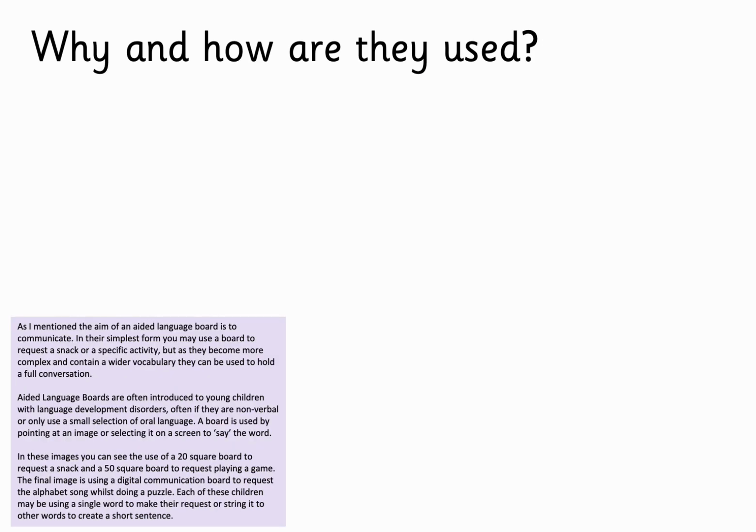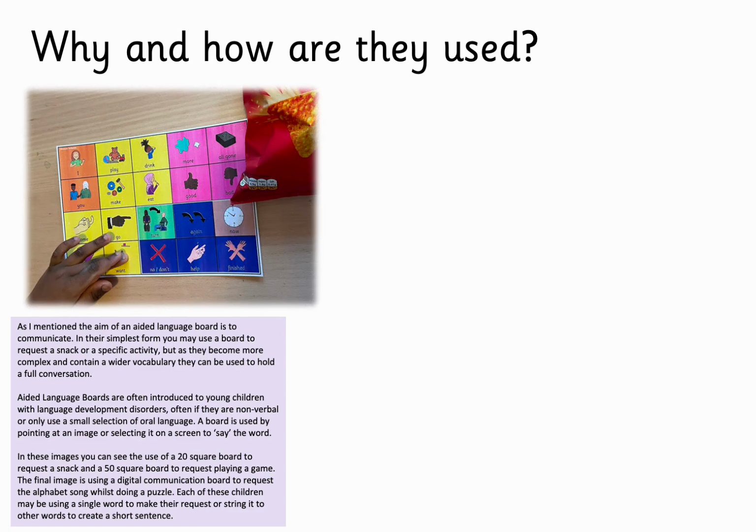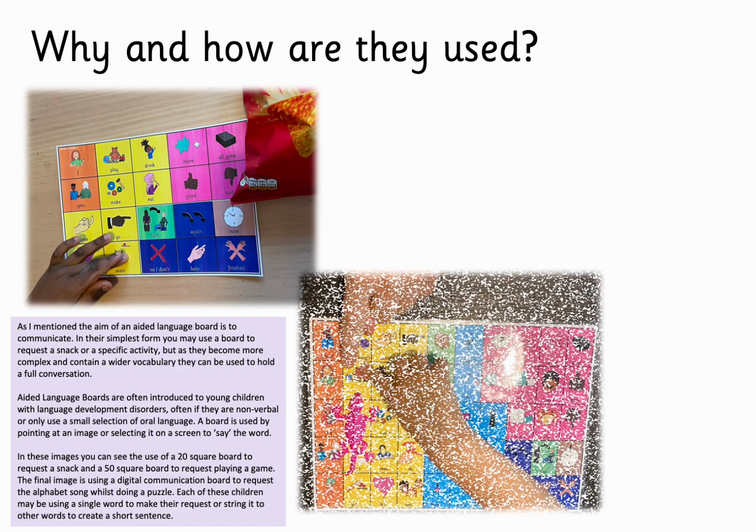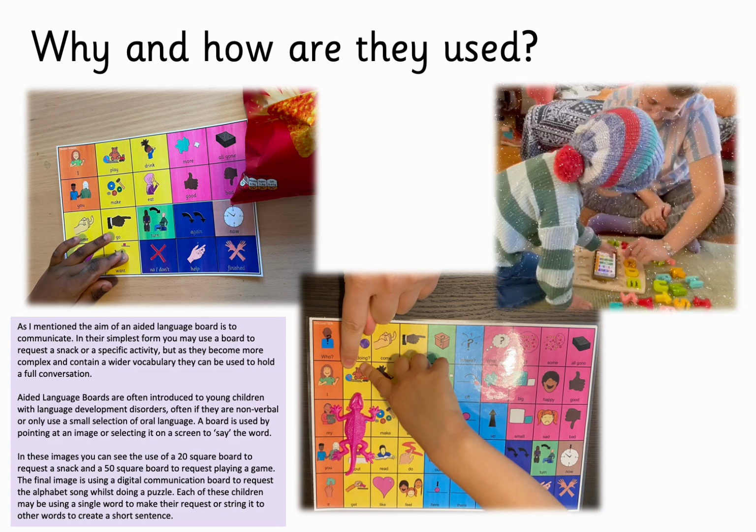As I mentioned, the aim of an aided language board is to communicate. In their simplest form, you may use a board to request a snack or specific activity. But as they become more complex and contain wider vocabulary, they can be used to hold a full conversation. Aided language boards are often introduced to young children with language development disorders, often if they're non-verbal or only use a small selection of oral language. A board is used by pointing at an image or selecting it on a screen to say the word.